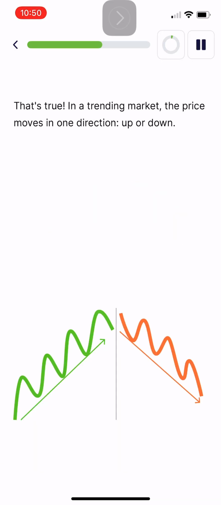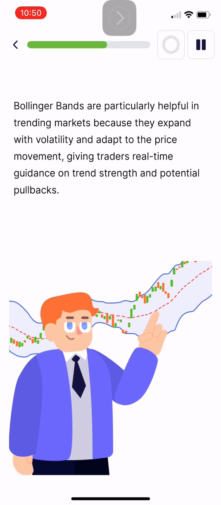That's true. In a trending market, the price moves in one direction, up or down. Bollinger Bands are particularly helpful in trending markets because they expand with volatility and adapt to the price movement, giving traders real-time guidance on trend strength and potential pullbacks.